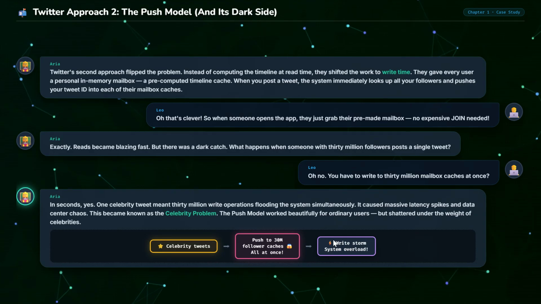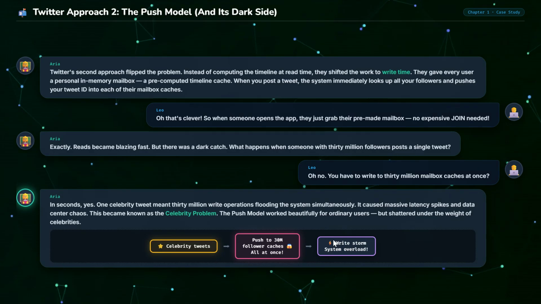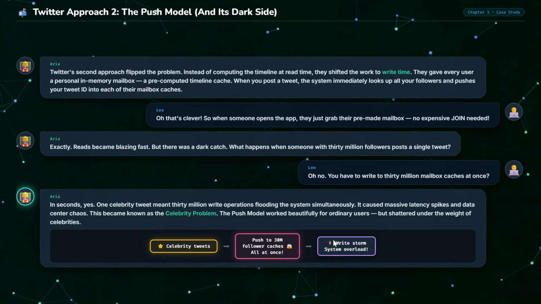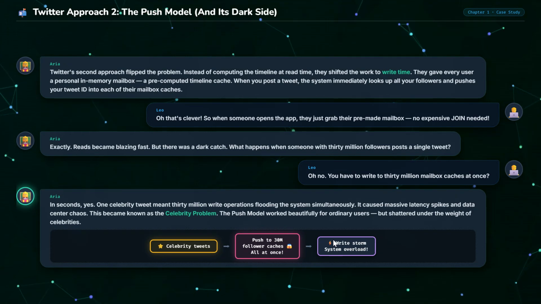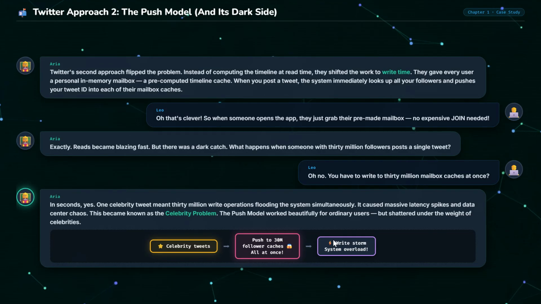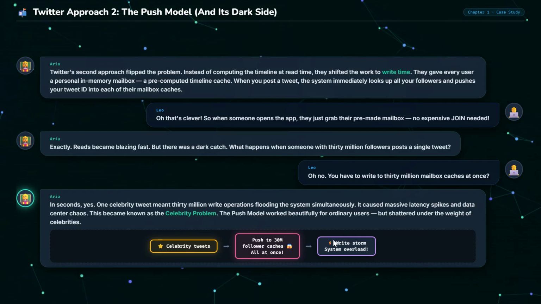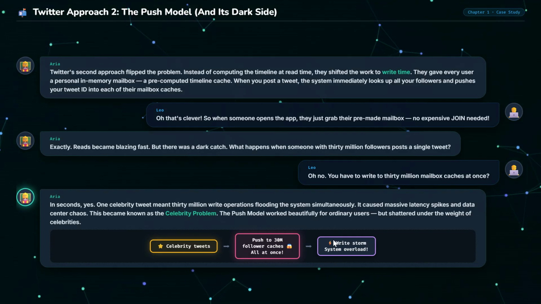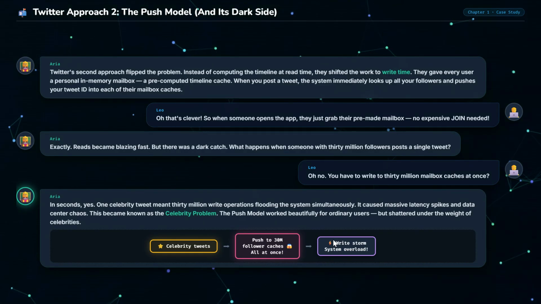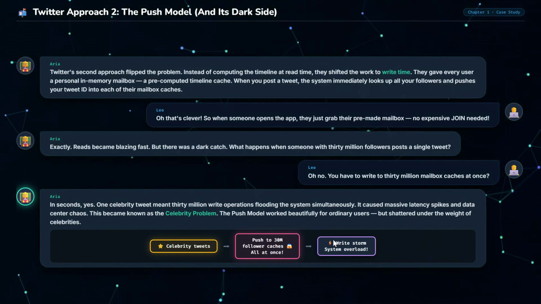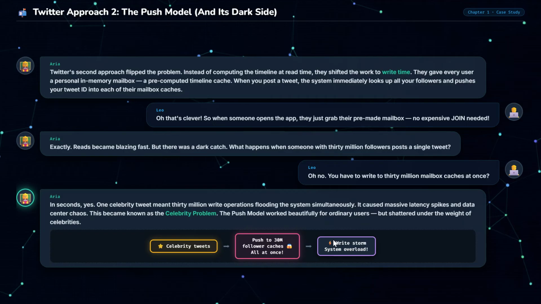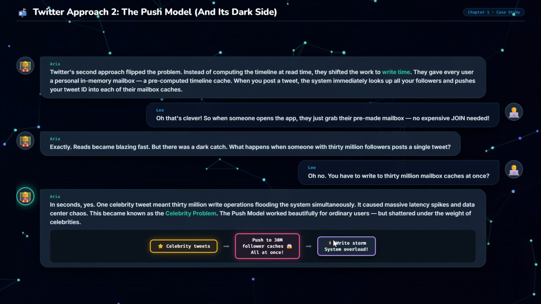Yes. A single celebrity posting one short tweet would instantly trigger 30 million simultaneous write operations flooding the system. It caused massive latency spikes, cascading queue backlogs, and data center chaos. This became known as the celebrity problem. The push model worked perfectly for ordinary users with a few hundred or a few thousand followers, but it completely shattered under the weight of accounts with millions of followers.